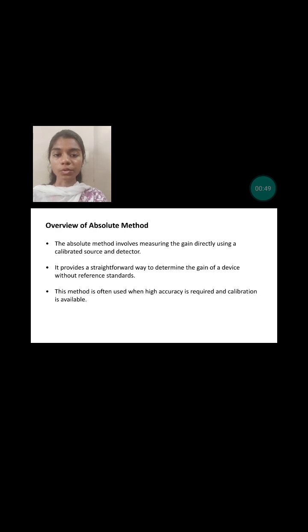Overview of absolute method. The absolute method involves measuring the gain directly using a calibrated source and detector. It provides a straightforward way to determine the gain of a device without reference standards. This method is often used as a benchmark or when high accuracy is required and calibration is available.